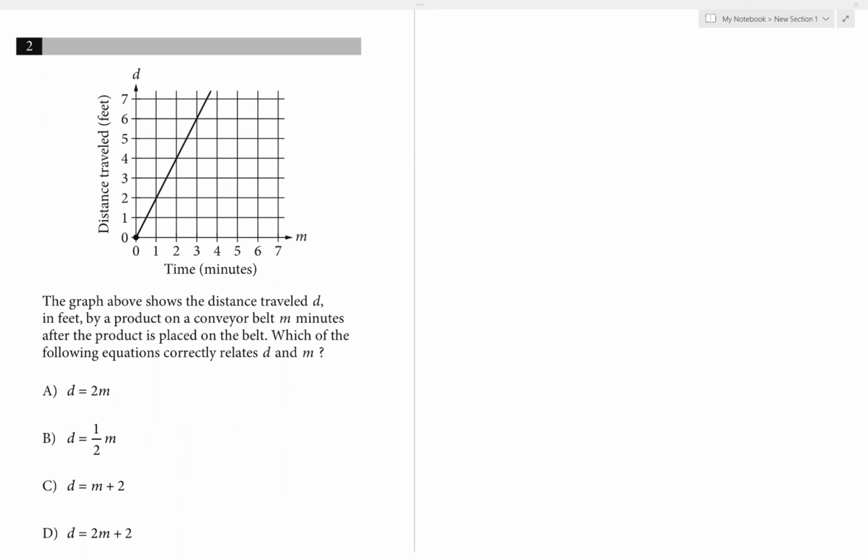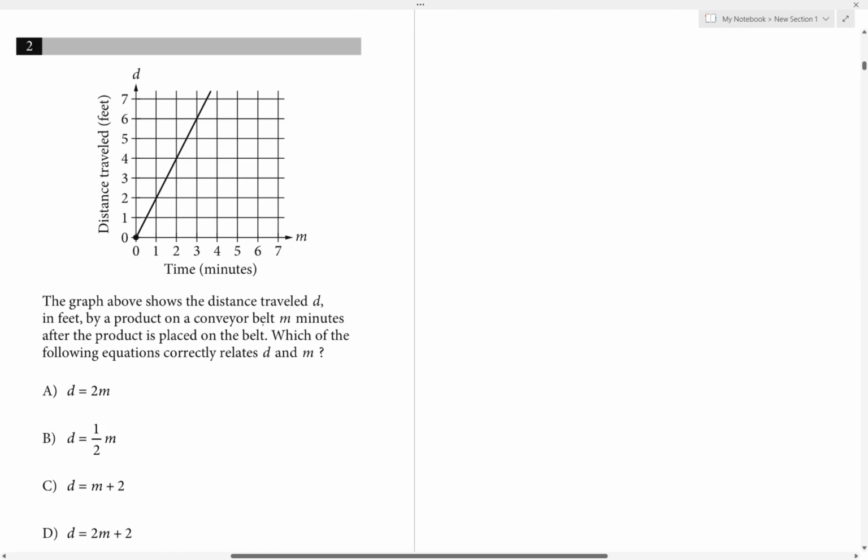Okay, so d represents the distance traveled in feet, so that'll be the y values here. And m represents the amount of time in minutes, so that's the x value pretty much. On the horizontal, these are the m values, and then these numbers are the d values. And we want to see which equation correctly relates d and m.